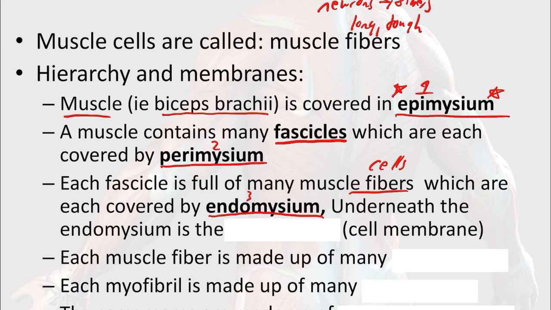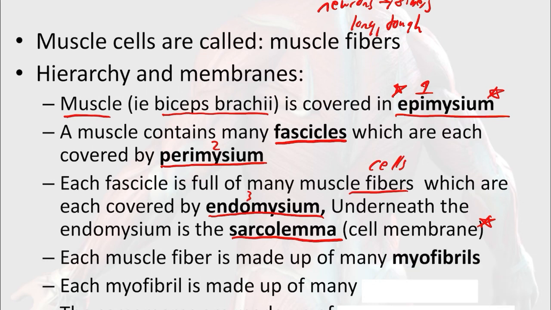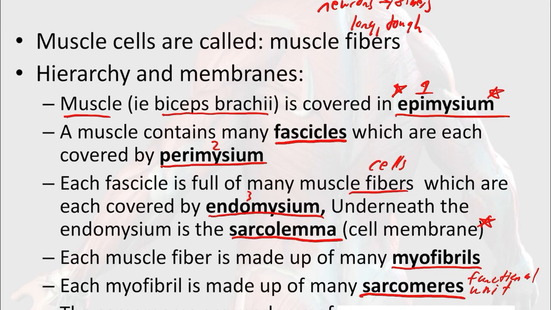Underneath the endomysium is what we know as the sarcolemma, which is really just a special cell membrane found in muscle cells. From there, each muscle fiber, each muscle cell itself, is made up of many little structures called myofibrils. There are no more membranes at this part. Then each myofibril is made up of many sarcomeres, and the sarcomere is really the functional unit of muscle.